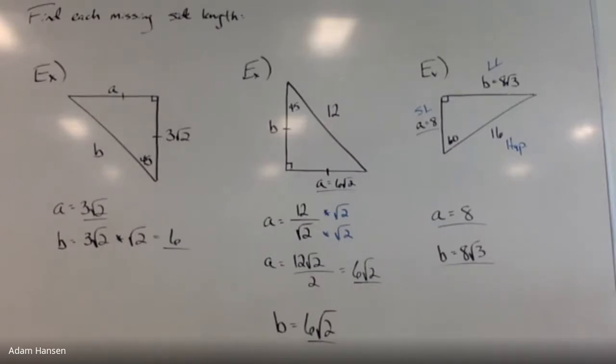Looks like on this practice, we've got a whole bunch of 30-60s and 45-45s to try. There's also a section on Khan Academy online on special right triangles. Try a few here first, just to make sure you know what you're doing.